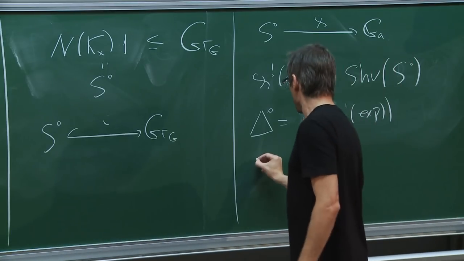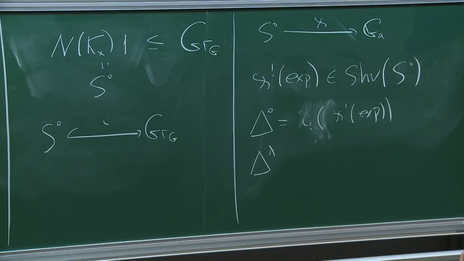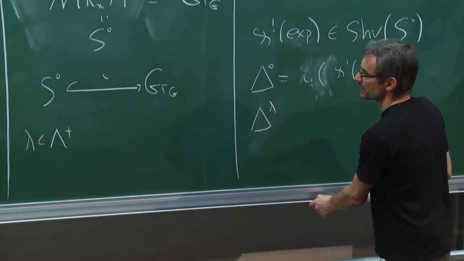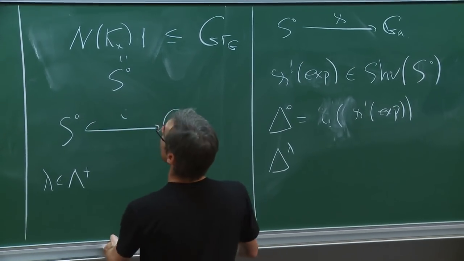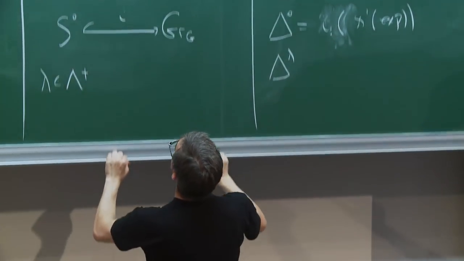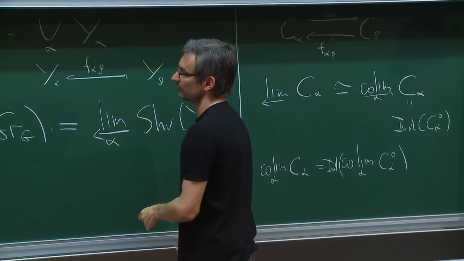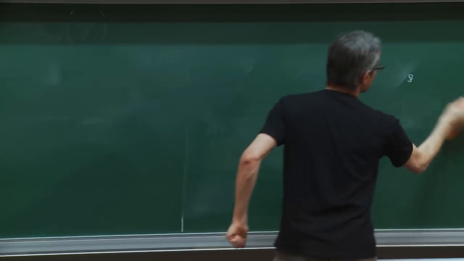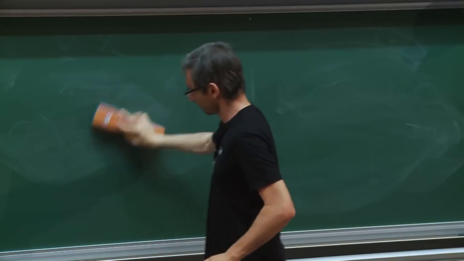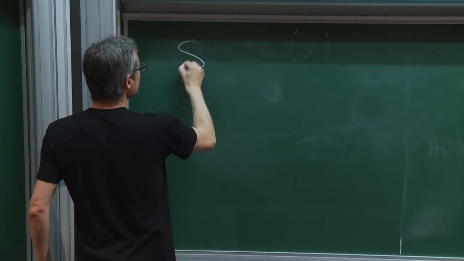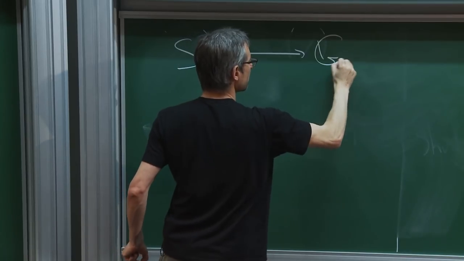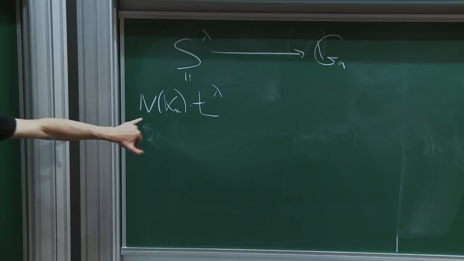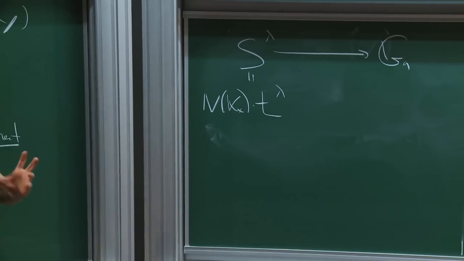And moreover, you can do the same, produce objects which I call delta lambda, where lambda is a dominant coweight. It's a usual trick, familiar to people in automorphic forms. If lambda is a dominant coweight, the sky gives rise to a map from S alpha, where this is the orbit by means of the unipotent. It's a point in the loop group that corresponds to coweight lambda, and T is my notation for the coordinate on the formal disk.